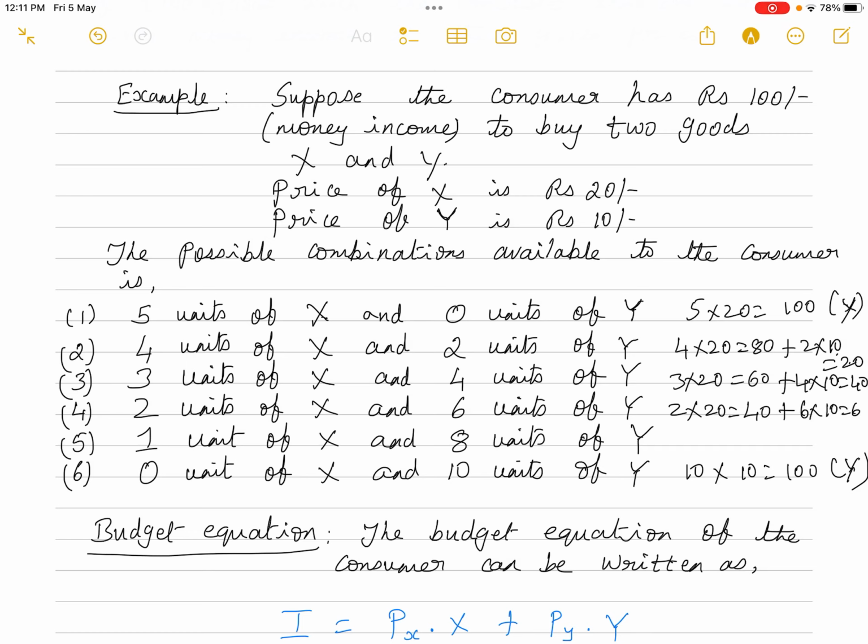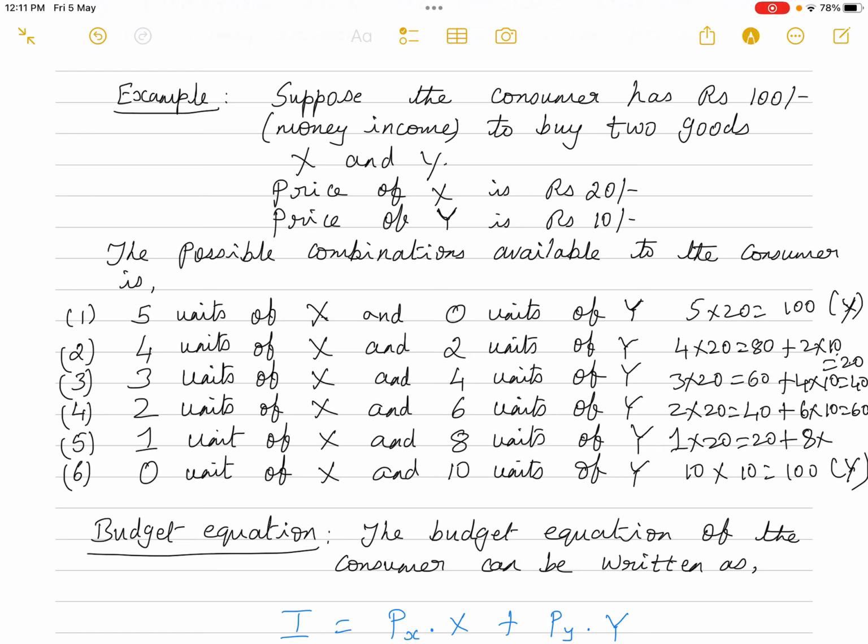60 rupees is remaining that he is spending on commodity Y. Or the next combination available to him, either he can purchase 1 unit of commodity X, that means he is spending 20 rupees on commodity X. So how much is remaining? 80 rupees is still remaining with him.